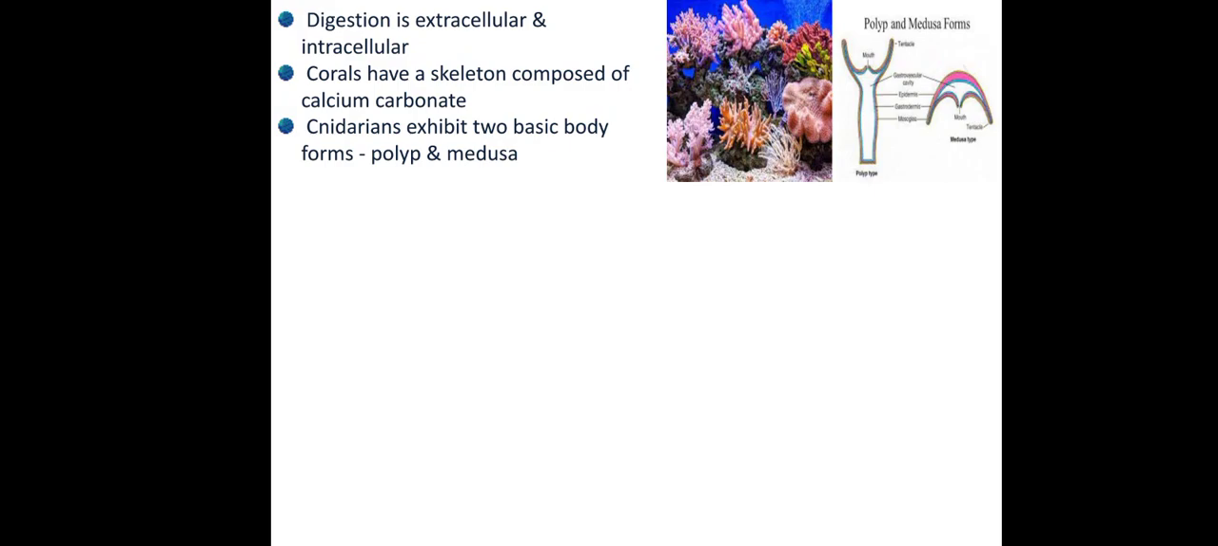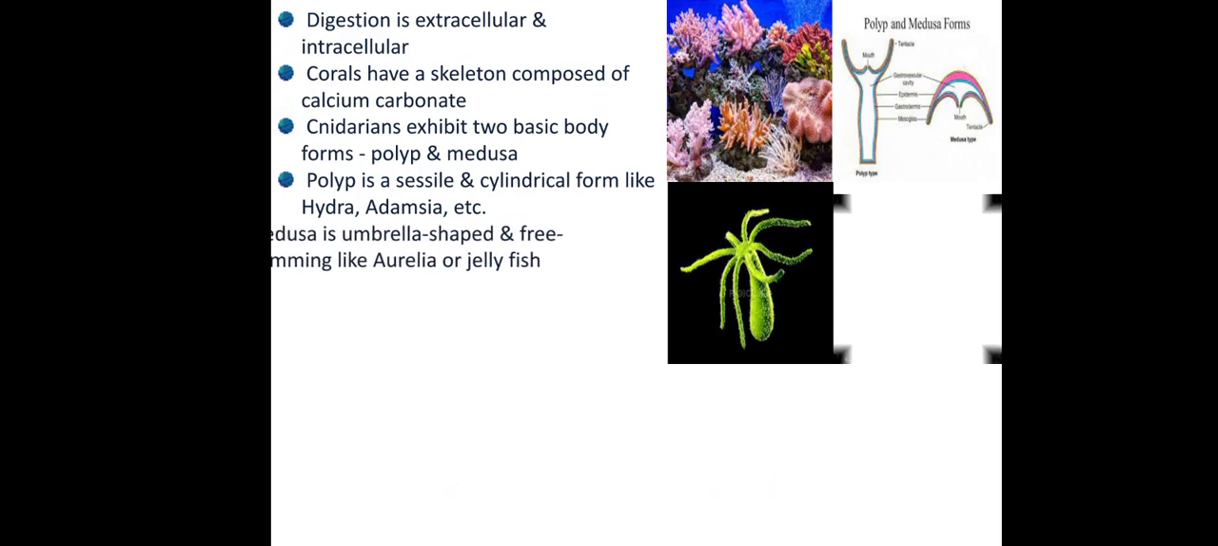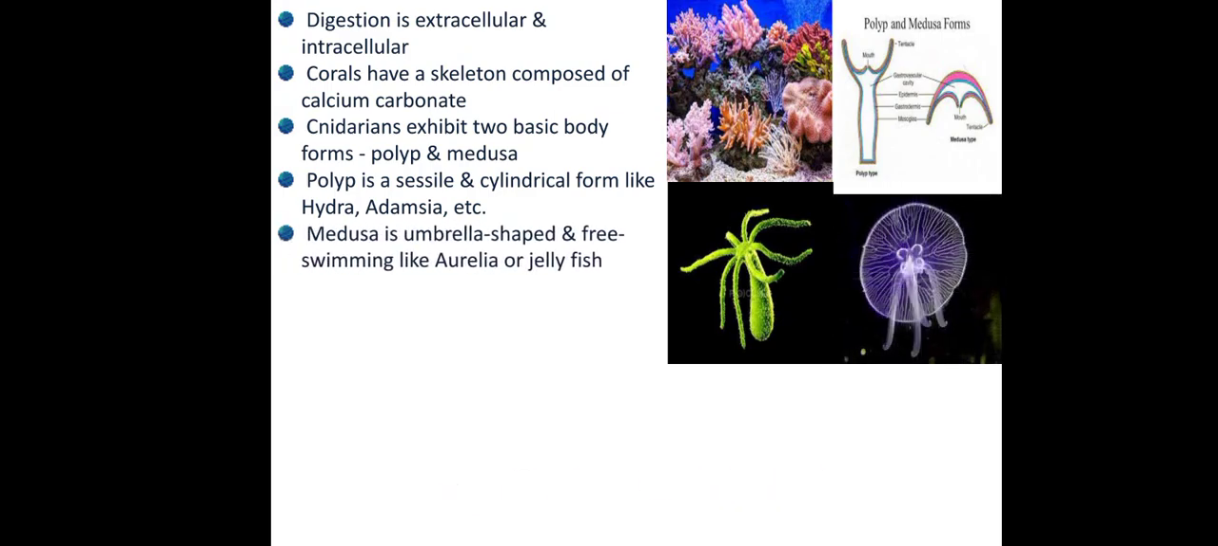Cnidarians exhibit two basic body forms, which are polyp and medusa. The polyp is a sessile cylindrical form. Examples of polyp structure are Hydra, Adamsia, etc. Medusa is umbrella-shaped and free-swimming, like that found in jellyfish or Aurelia.